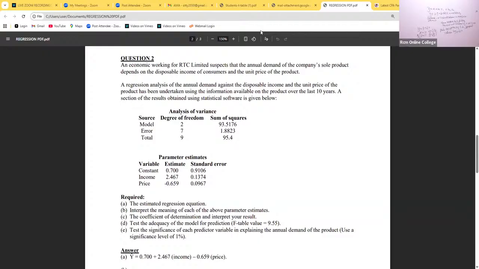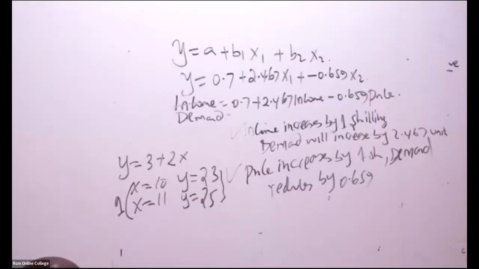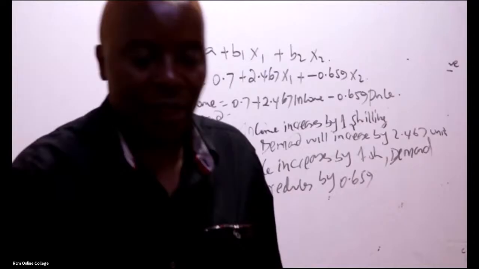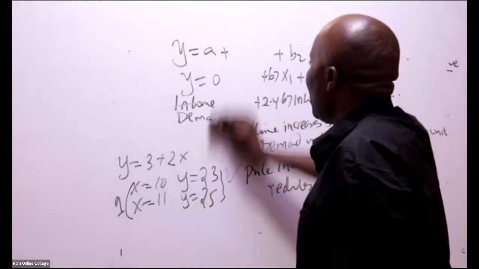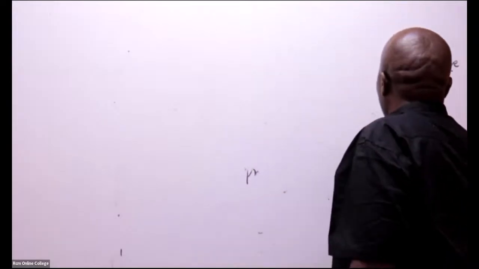98 point, great. Let me check whether you got it right. Yeah, you can see 98.0. So the model helps to explain 98% of the annual demand, and then 2% will be explained by other factors. So this R squared, ladies and gentlemen, to get this R squared, what do we need to do? It's really easy to get R squared. This is what we shall do.